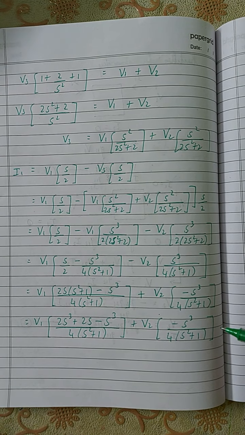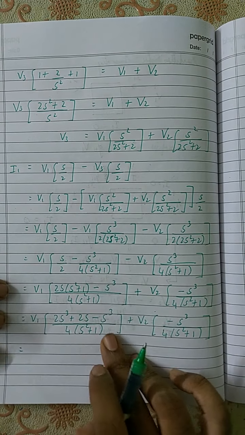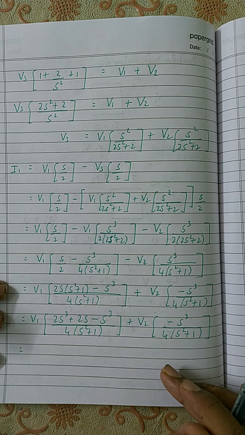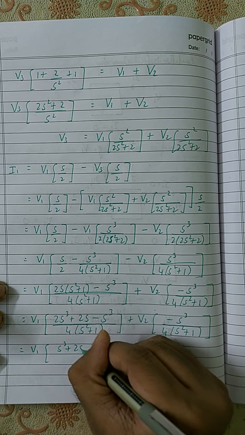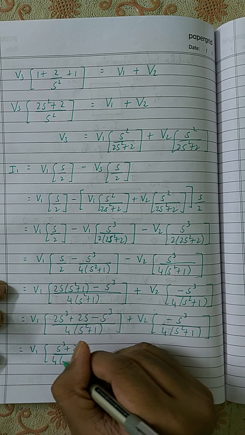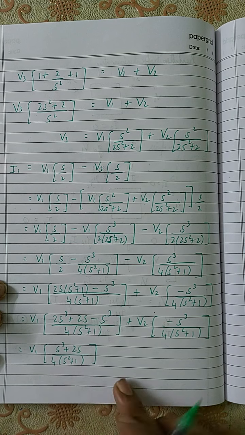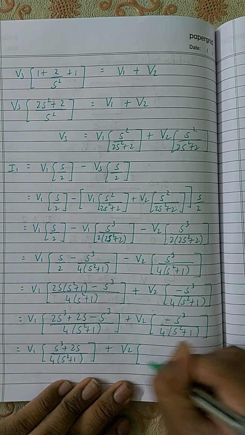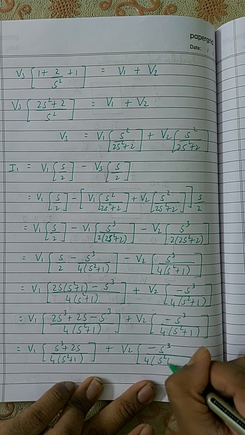So you got this. That means you get over here 2s cube minus s cube is s cube, and you can take s common out, or it becomes s cube plus 2s. So you just have s cube plus 2s by 4 into s square plus 1. If you take s common, you'll get s squared plus 2 and it won't get cancelled, so there's no use of taking s common. So this is your answer, okay? Plus v2 into minus s cube by 4 into s square plus 1.